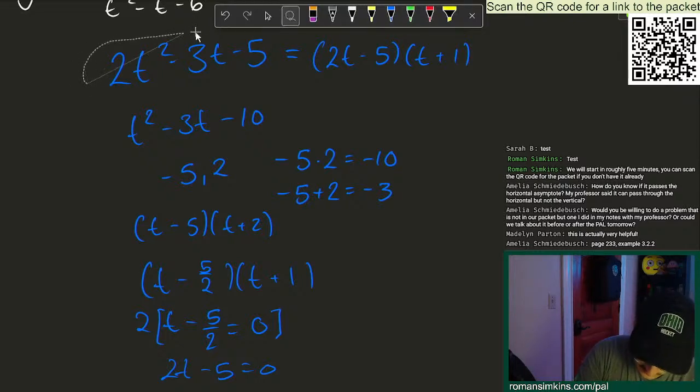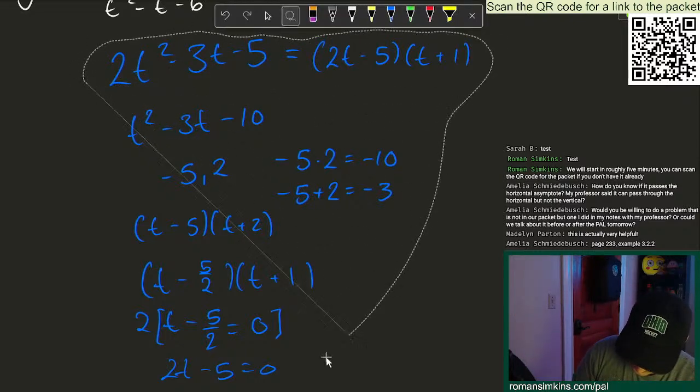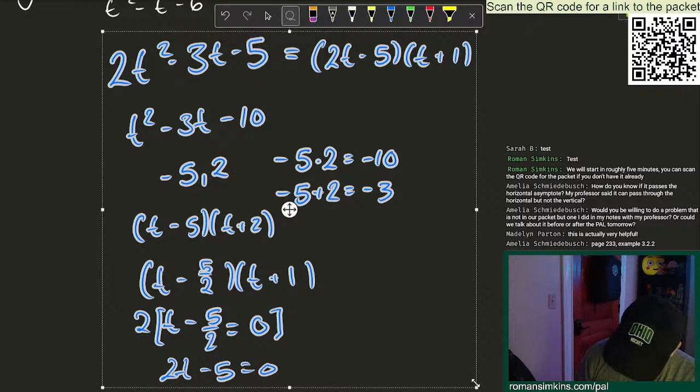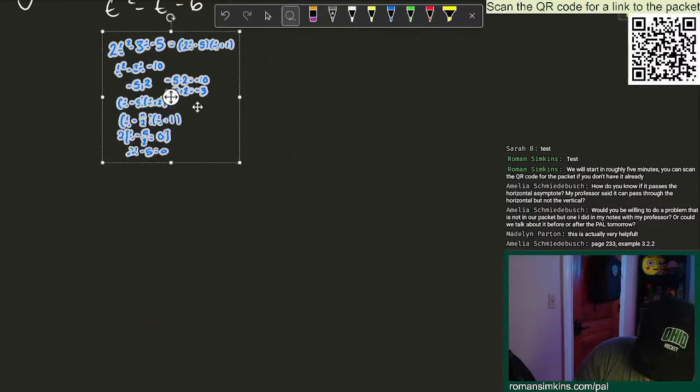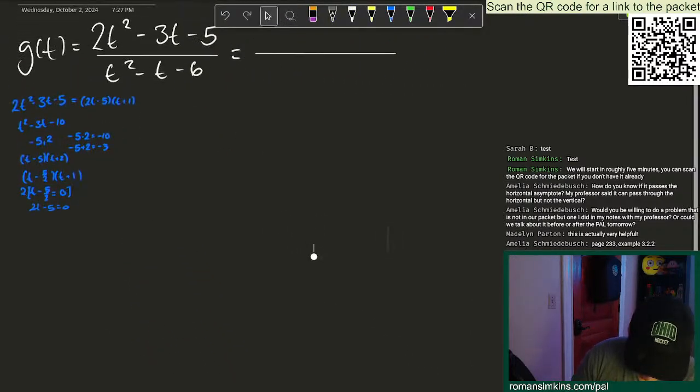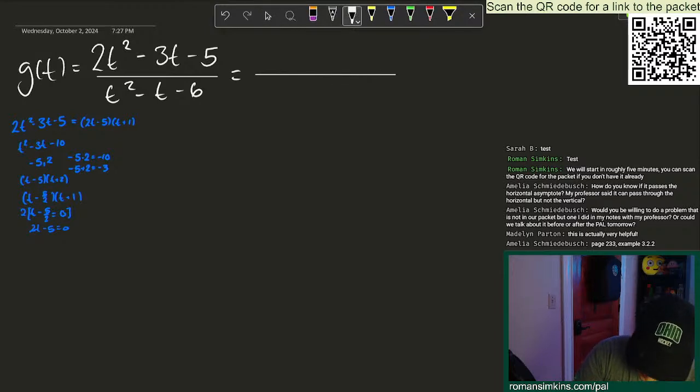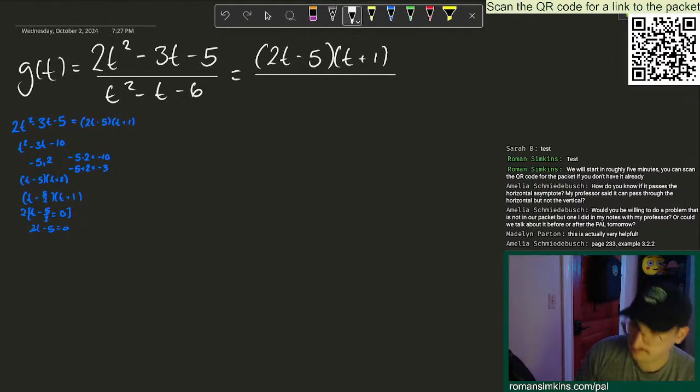I'm going to make this guy smaller, so it'll still be on screen. It'll just be a little, and by a little I mean a lot, smaller. But I will write down the factorized version. So this should be 2t minus 5 times t plus 1. Okay.